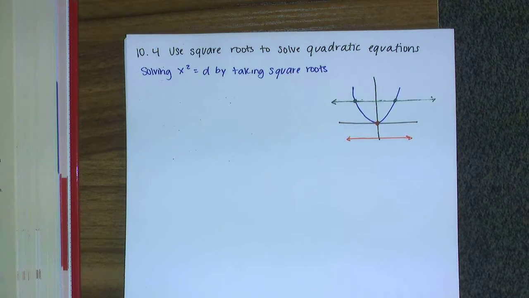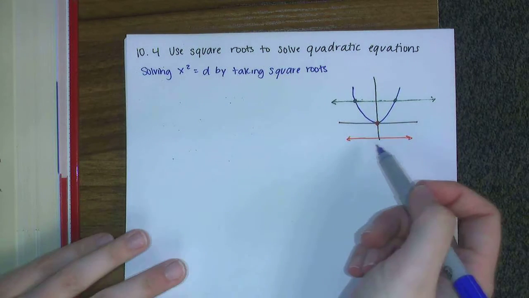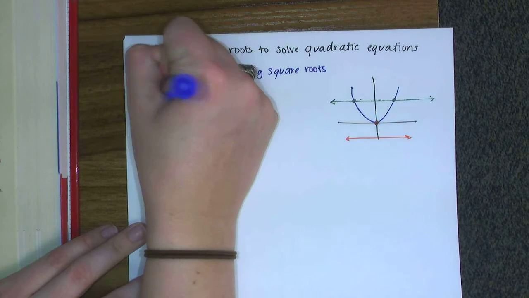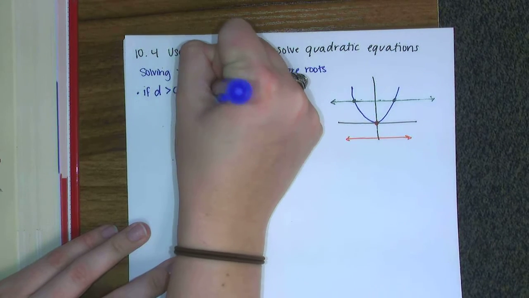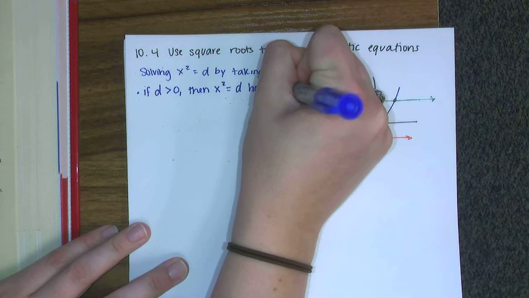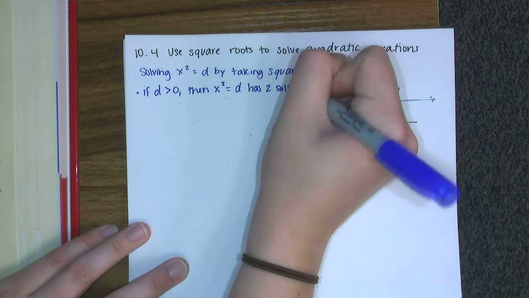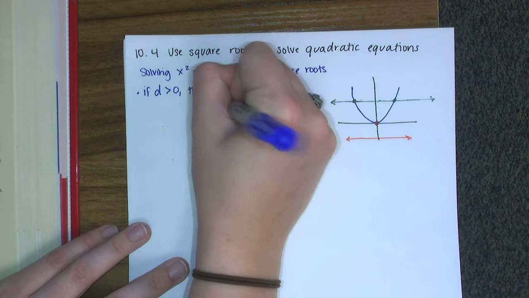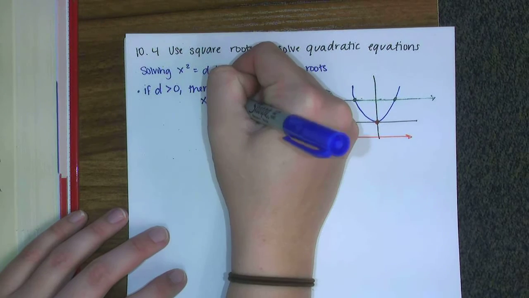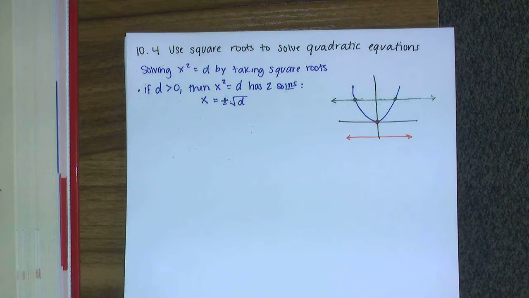Alright, so first, if d is greater than 0, then x squared equals d has two solutions. They are x equals plus or minus the square root of d. So whatever d is, we always say plus or minus. When you think square root, you're taking the square root of something and saying x is equal to something. It's always plus or minus. So ingrain that in your head. That's probably the most common mistake made in math. If I had to guess, I think that was my most common mistake. It's always plus or minus that value.